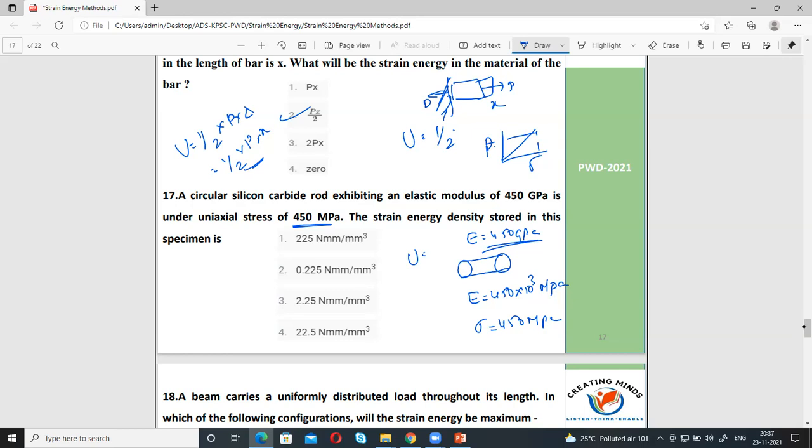Here, strain energy density. What is meant by strain energy density? Energy per unit volume. What is the exact term? U by V is equal to sigma square by 2E. What is this? Mu. This is energy density. In other words, it's called resilience.